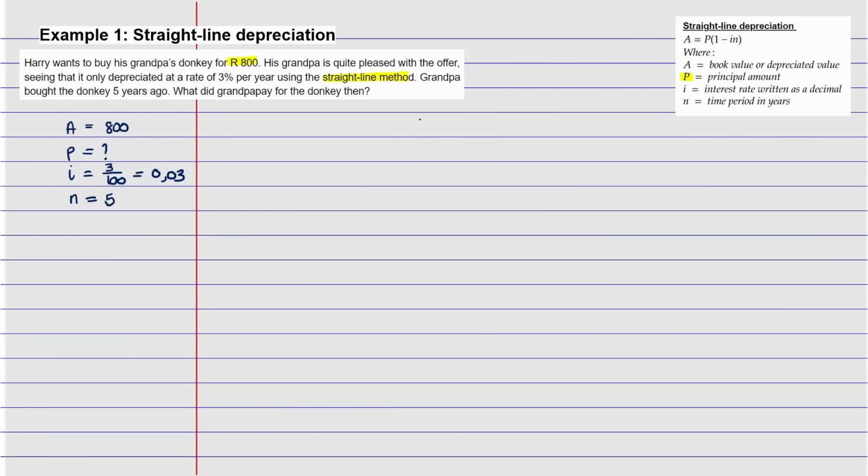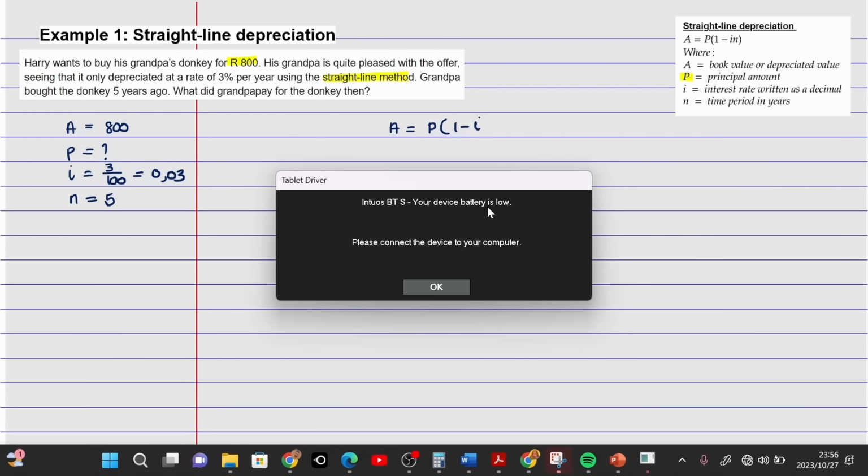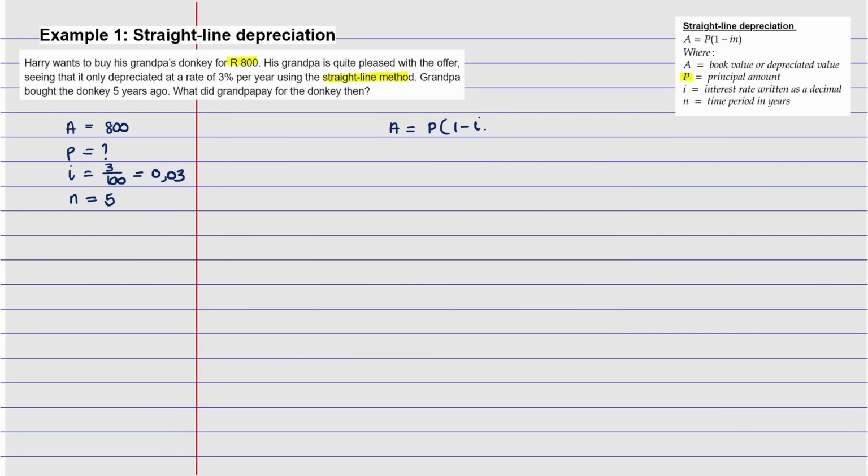So now let's put everything in the formula. A is equal to P, open bracket, 1 minus i, multiplied by n. Substitute everything: 800 is equal to P, which we're looking for, times 1 minus the interest rate 0.03 multiplied by 5.